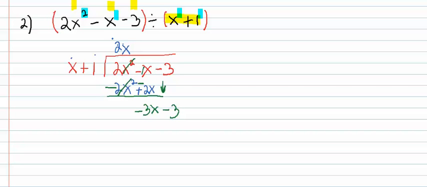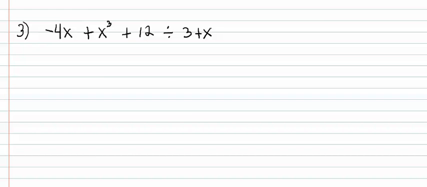Next step, we're going to go x times what is going to give me negative 3x, it's negative 3. Negative 3 times x is negative 3x. Negative 3 times 1 is negative 3. Draw your line. Change your sign. So this is 0. This is 0. There's no remainder. So my answer is right here. This is my answer, 2x minus 3.